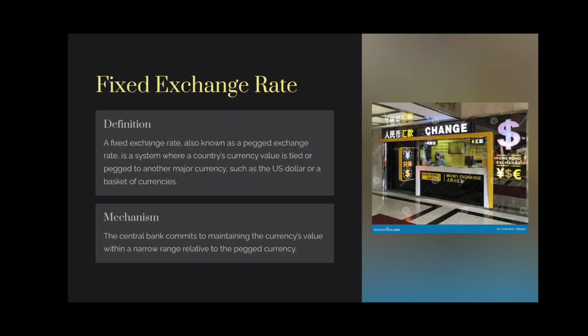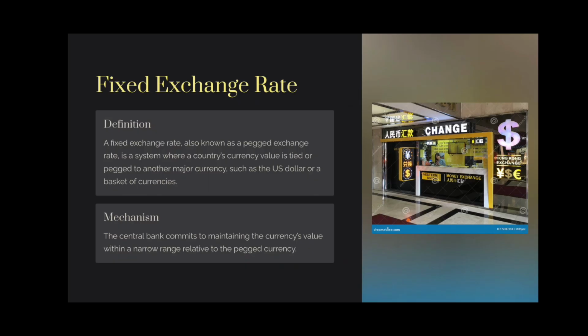Now I'm going to talk about the different types of exchange rates. First one is fixed exchange rates. A fixed exchange rate, also known as a pegged exchange rate, is a system where a country's currency value is tied or pegged to another major currency, such as the US dollar, or a basket of currencies. The central bank commits to maintaining the currency's value within a narrow range relative to the pegged currency.